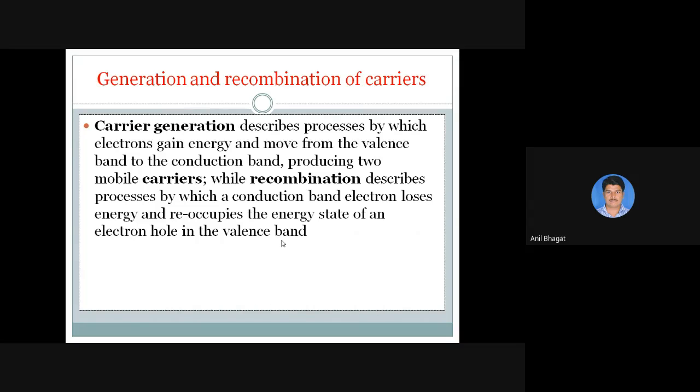So carrier generation describes the process by which an electron gains energy and moves from the valence band to the conduction band, producing two more mobile carriers, while recombination describes the process by which a conduction band electron loses energy and reoccupies the energy state of an electron hole in the valence band. That is a very, very important concept. Now you know that the movement is very important and this movement is due to the external energy.